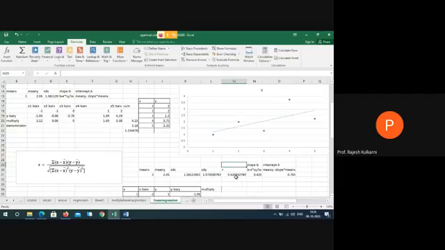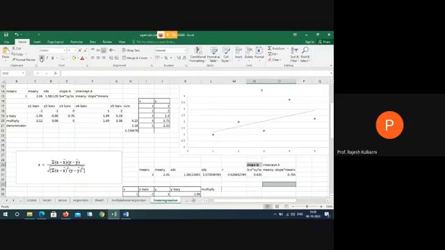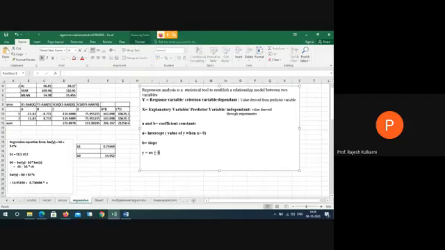Now what values are available to us? Mean of x, mean of y, standard deviation of x, standard deviation of y, and the correlation coefficient between x and y. Once we have these, we can find the slope, b, and the intercept, a. To remember this slope and intercept, let us look again: y is equal to a plus bx. So this is what we were speaking about.